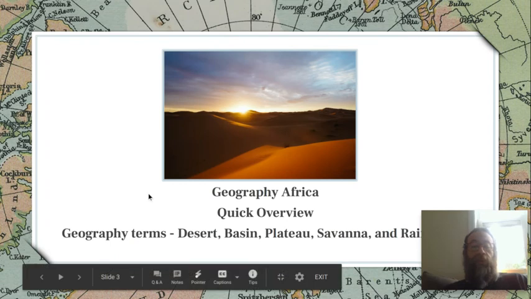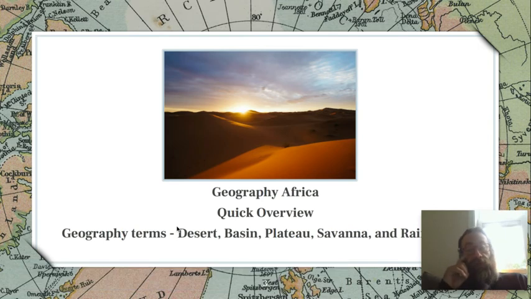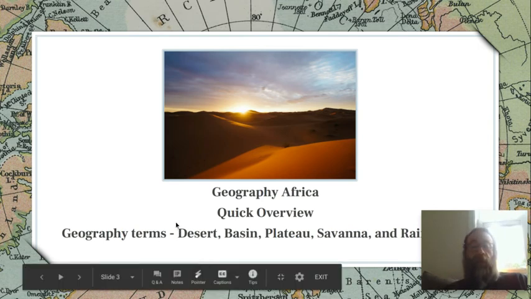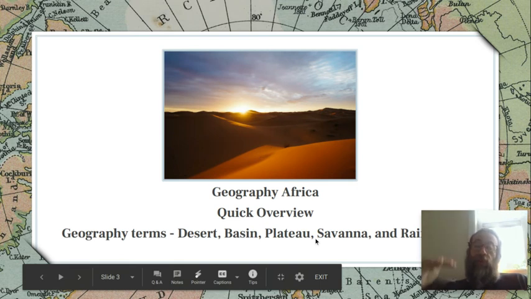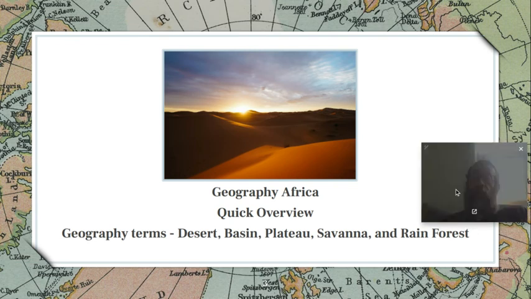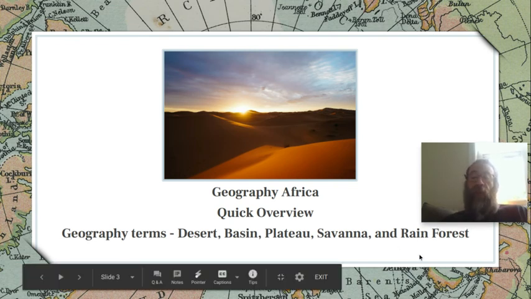All right, so just geography terms, we need to know this different stuff. A desert is a dry, almost deserted area, with very little rain, usually almost none. A basin is a lower level that tends to collect water, and a plateau is an area that's raised up. Savanna is like a grassland, and then the rainforest is a very thick jungle that receives a lot of rain. So the areas we're going to be looking at are these. We have these four, or we're not going to get to the rainforest because that's not in the North Africa region or West Africa.